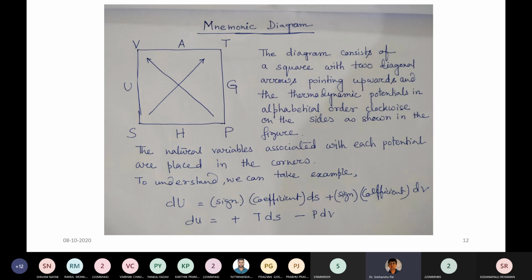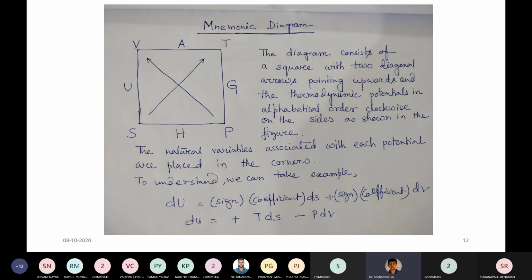Now, to understand how we construct the diagram, take the concept of internal energy. dU is a perfect differential with two differentials, dS and dV. So you construct dU on this side, with dS and dV on this axis. Now we have to find the sign associated with dS. The arrow is pointing away from S, so the sign will be positive. We take the positive sign.